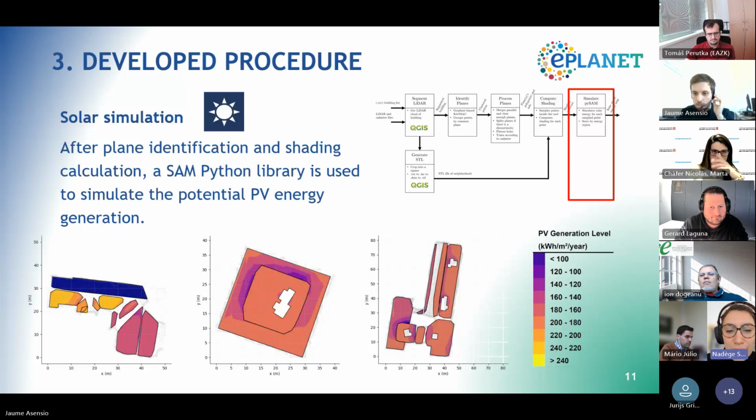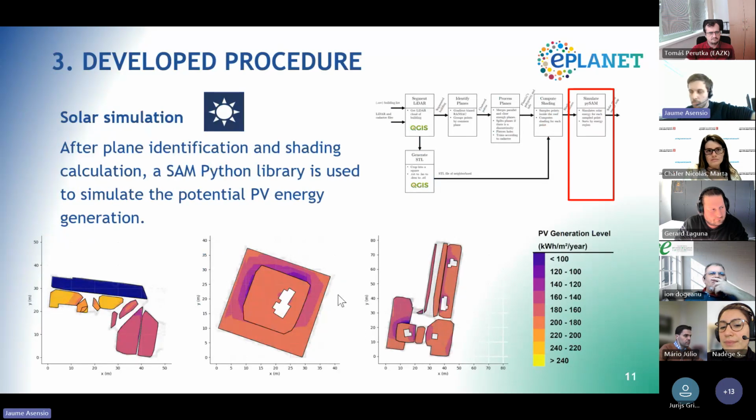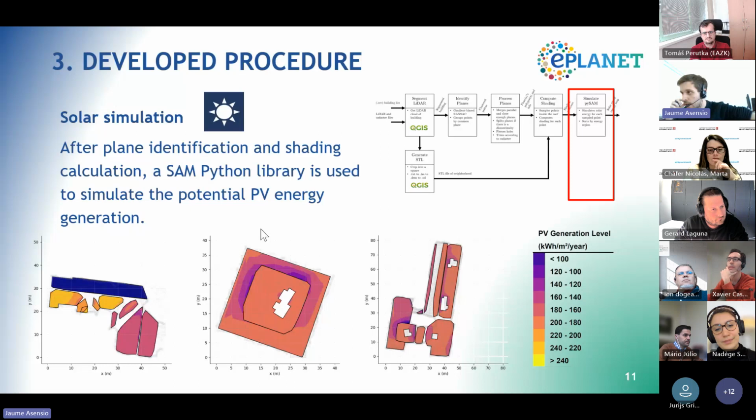We have another question, which is about the accuracy of the calculation of solar energy potential, from Javier. I'm not entirely sure what they mean by accuracy. The simulation is done, and the output we get is the hourly output in a whole year. So we have the generation of 24 hours for 365 days.